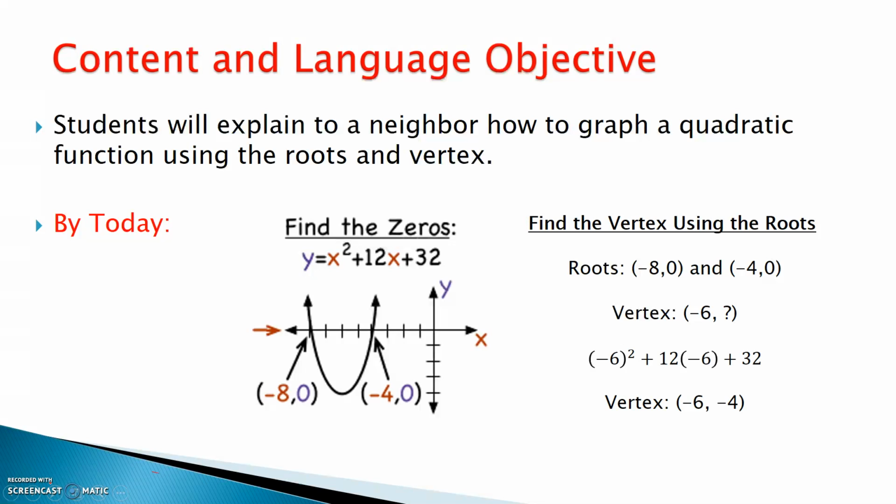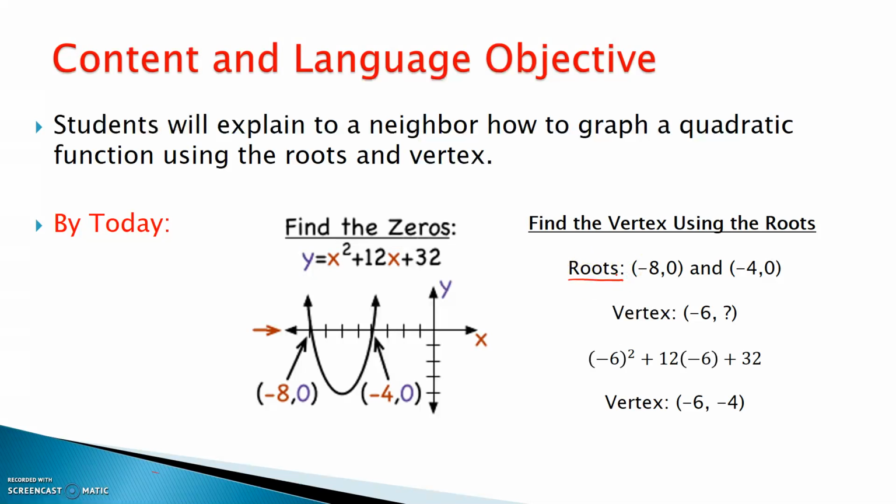Here's our objective. The idea is if I give you something like y equals x squared plus 12x plus 32, if I ask you to graph this, you know it's going to be a parabola because it's a quadratic. It says x to the second power. Now, I don't have a table of values, so how do I graph it using the vertex and the roots? Well, I have to find the roots first.